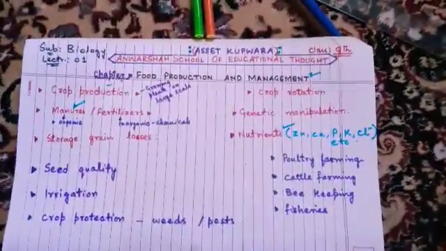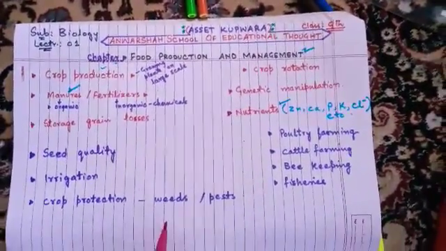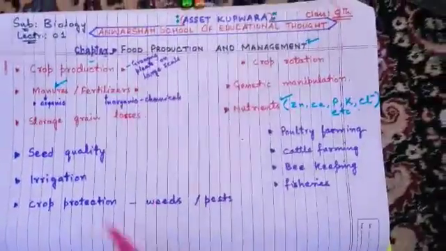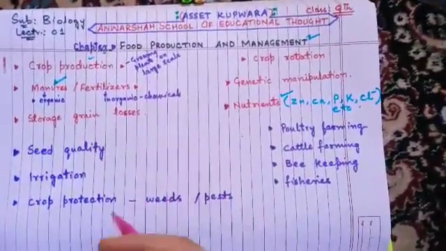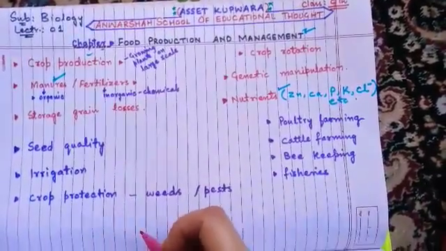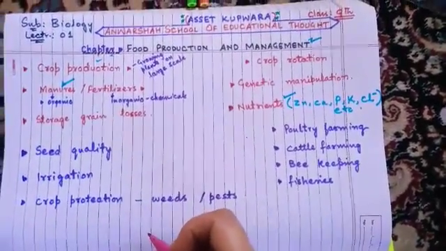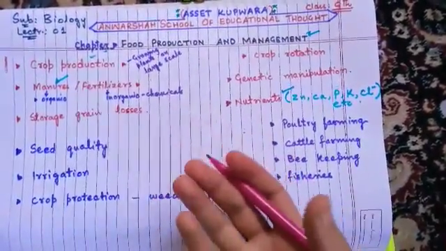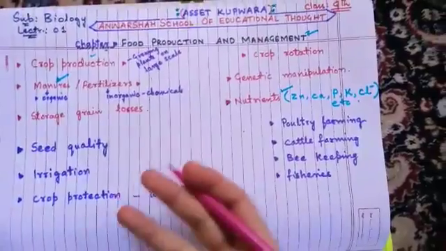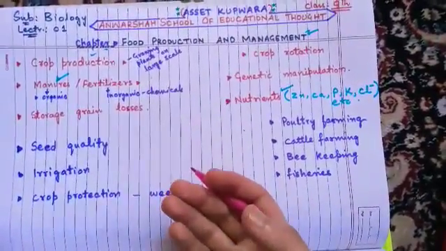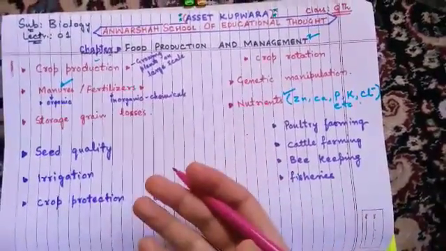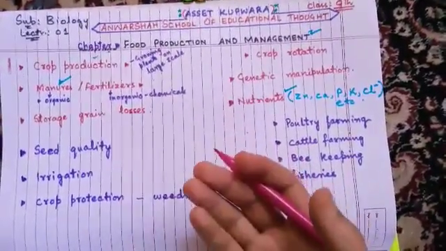Now coming to the topic food production and management. This is the first lecture of this topic, and it will be the introductory idea. It will be the elementary idea about what food production is, what management is. Food production means we need food to eat, to live. So how is this food produced? We get most of the food from plant sources and animal sources.